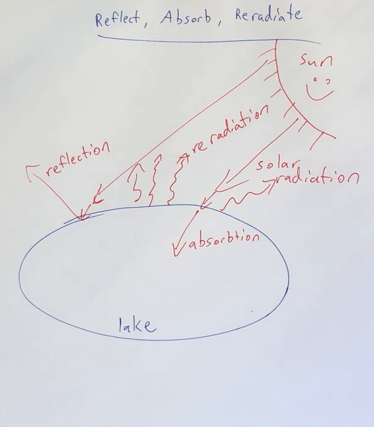This is the same thing that helps increase the temperature of Earth. Okay, this is part of how greenhouse gases work. They absorb solar radiation and then they re-emit it. Okay, so that is a brief overview of reflection, absorption, and re-radiation.